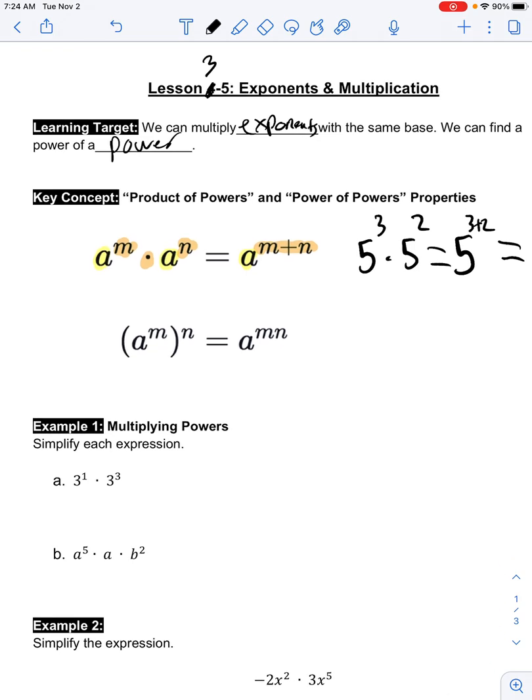Whereas when you take an exponent and it's raised to another exponent, m to the nth power, you have to multiply those, okay? The difference here is that I have the m exponent raised to the nth power. So this is like saying m times n.